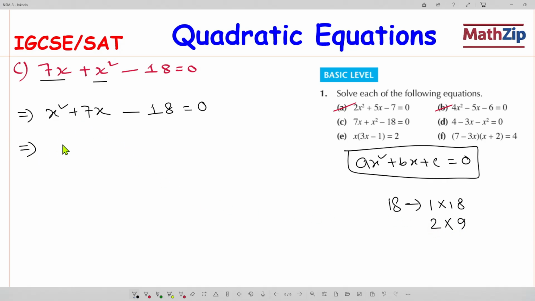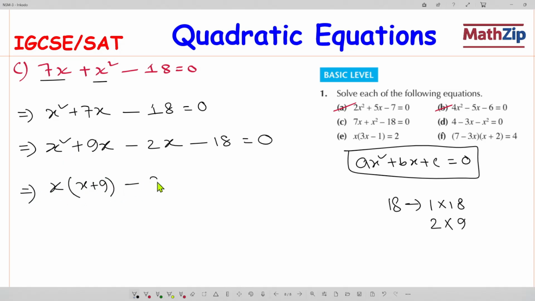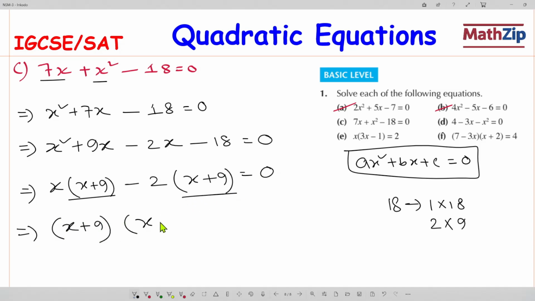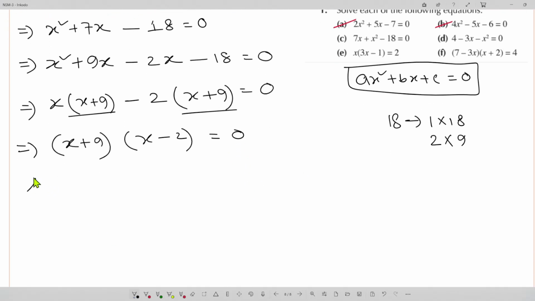So we can write like this: x² + 9x − 2x − 18 = 0. Now we can take common x, so x + 9, and here we can take common −2, so again x + 9 = 0, right? Now here is x + 9, we can take common x + 9, and here is x − 2 = 0.